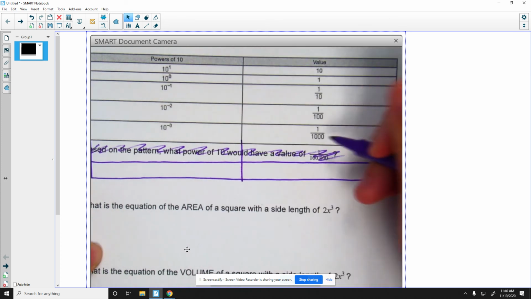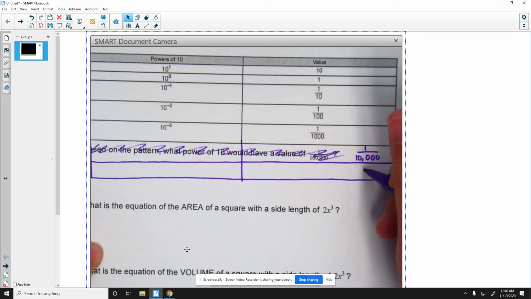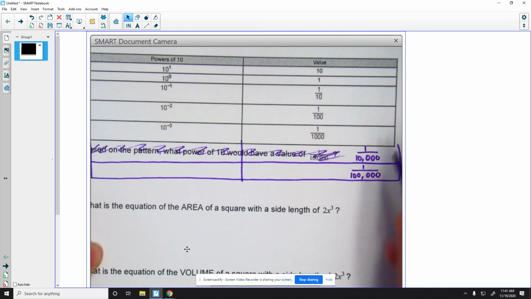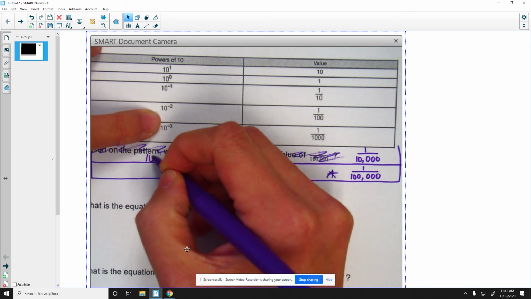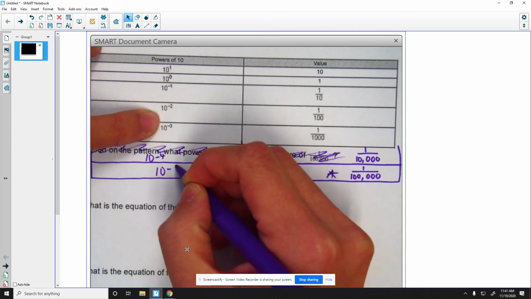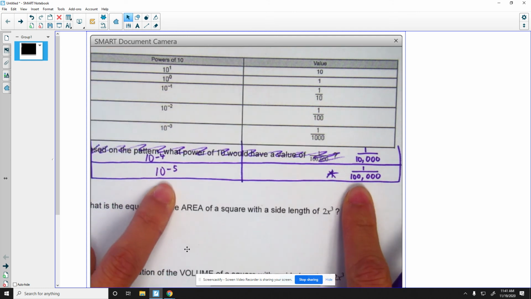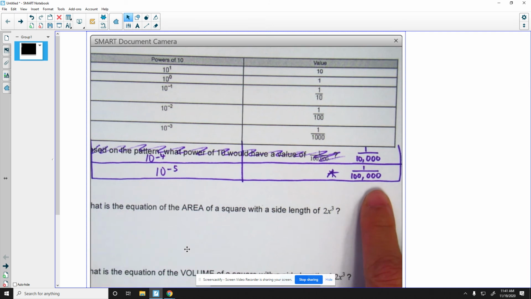So the next one would be adding an extra 0. So if this is 1,000, the next one would be 10,000. And then after 10,000, adding another 0 would be 100,000. So this is the one I want to get to. And look here, your pattern is -1, -2, -3. So this is 10 to the negative 4. This is 10 to the negative 5.